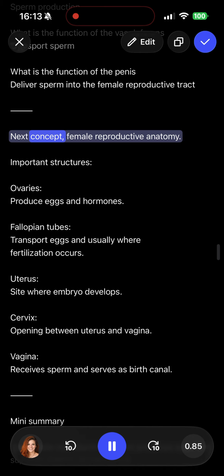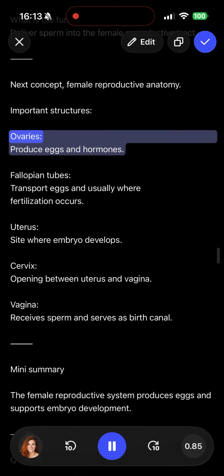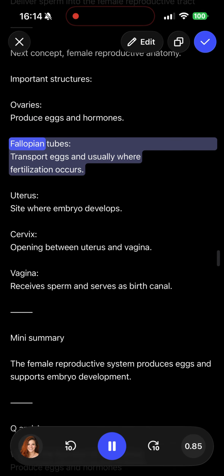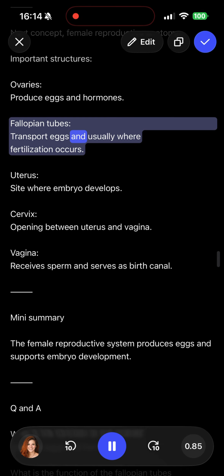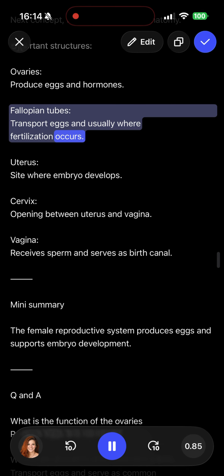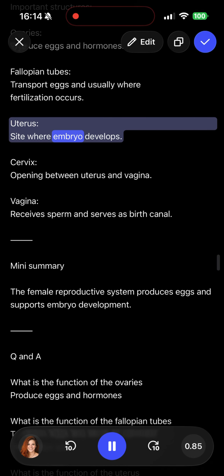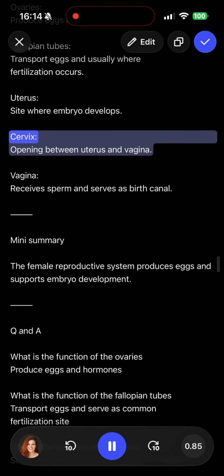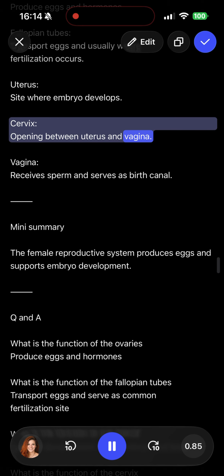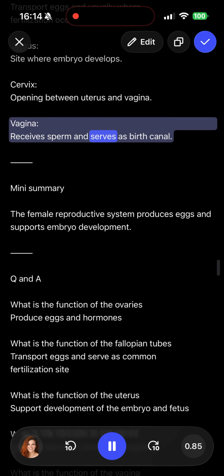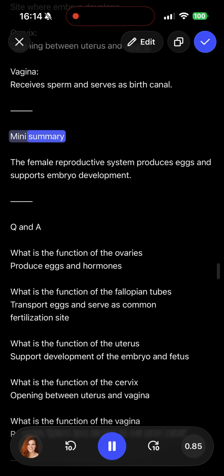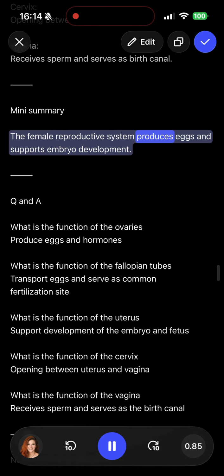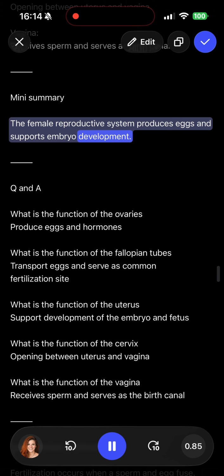Next concept, female reproductive anatomy. Important structures. Ovaries produce eggs and hormones. Fallopian tubes transport eggs and are usually where fertilization occurs. Uterus, site where the embryo develops. Cervix, opening between the uterus and vagina. Vagina receives sperm and serves as the birth canal. Mini summary. The female reproductive system produces eggs and supports embryo development.